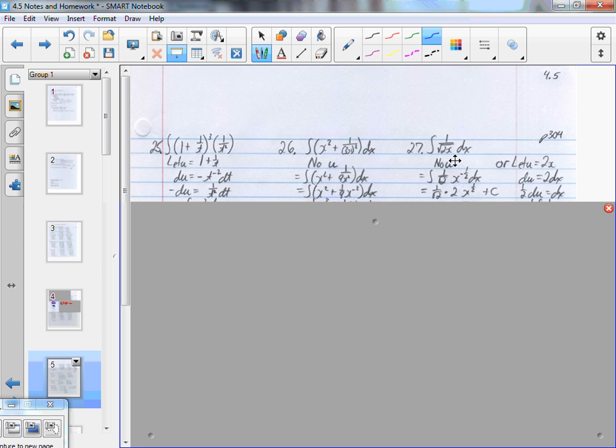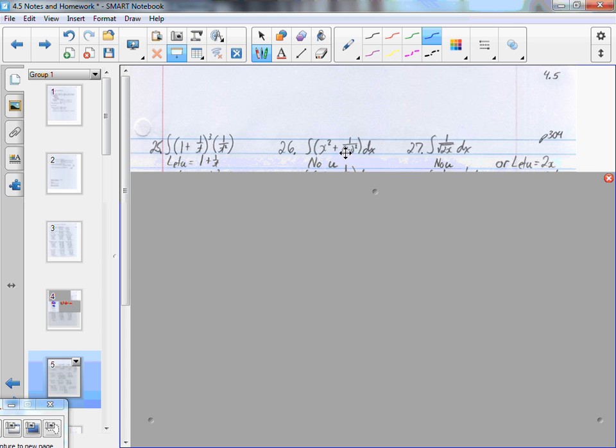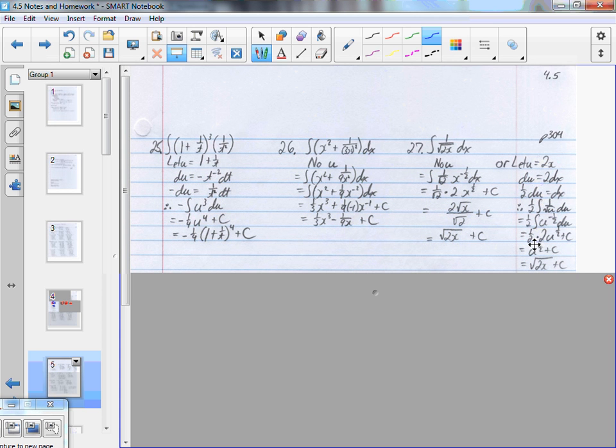On 27, I don't even know what I would let u equal to make number 26 work. On 27, I worked it without a u, and then I figured out I could also work it with a u. That doesn't happen all that often, where you can either use substitution or not. So they give you just enough of these that don't require a u to keep you on your toes.